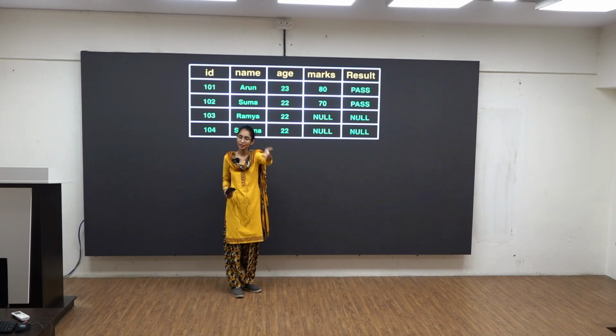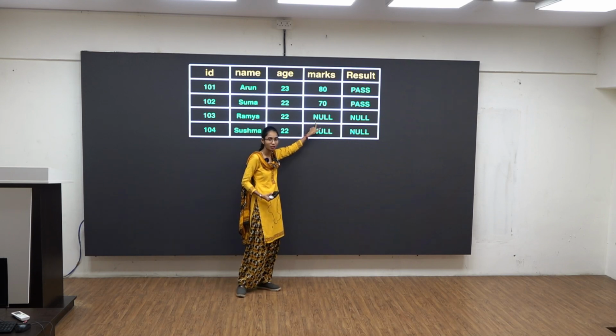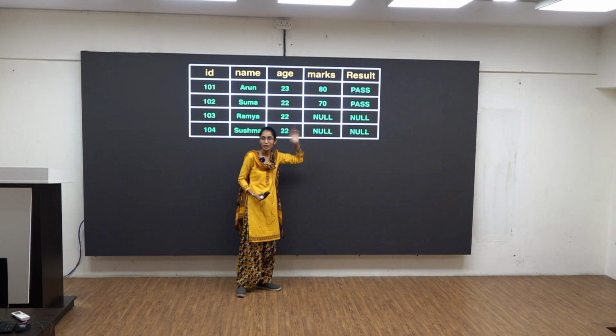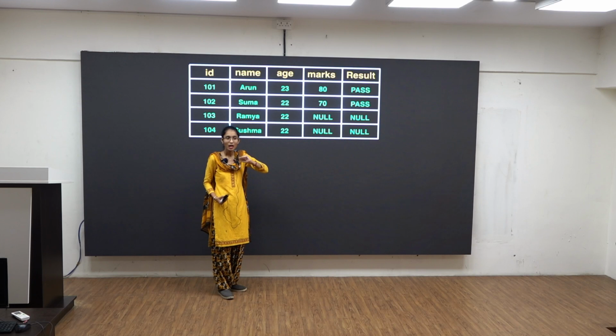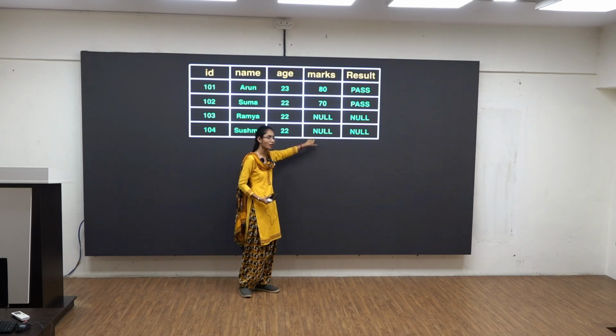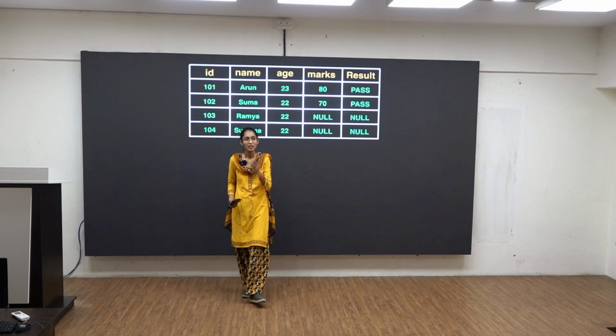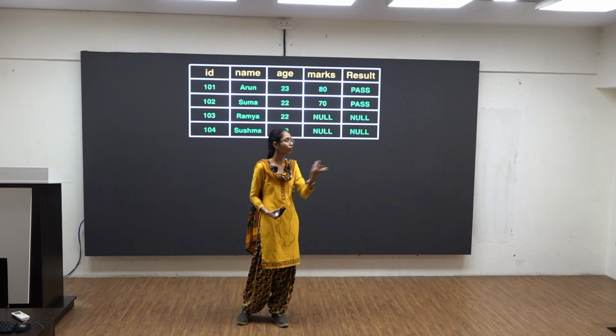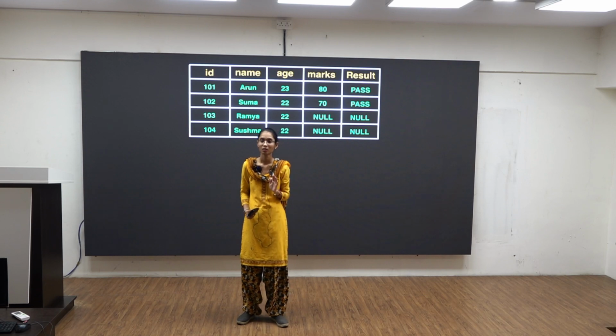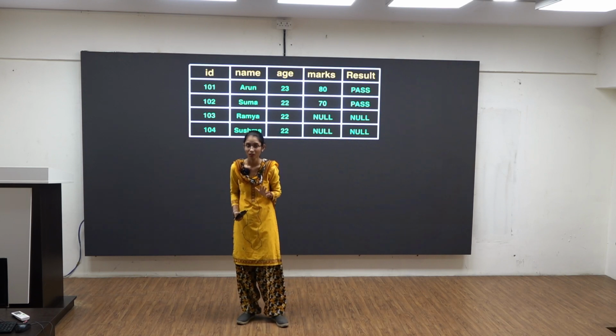If he or she did not take up the test, I cannot assign the marks here. If marks is not there, can I tell the result? No. So this will be null, and that will also be null. Next record, this student also did not take up the test, and that is why here I am giving a null and here also a null. This is what we have followed, this is what we have done so far. If you don't know the value, just put null.